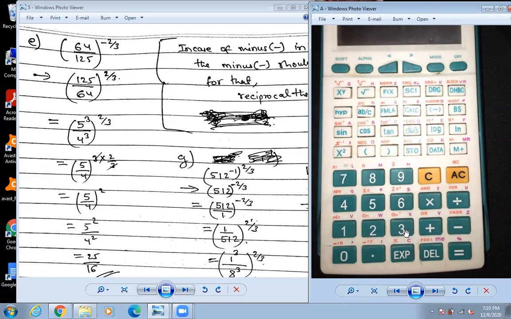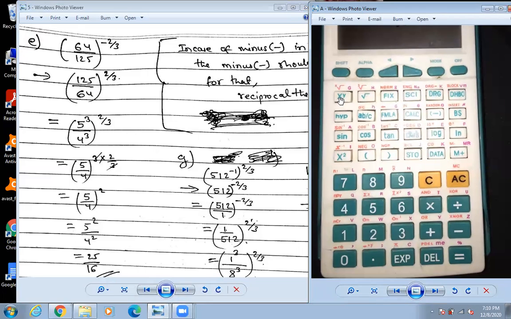Let us find out the cube root of 64. Press 3, shift, this one, then 64, equal to this. You are going to get 4 on the screen. So 4 is the cube root of 64. So write the cube of 4. Okay, there was 3, so we have found the cube root, so write the cube.